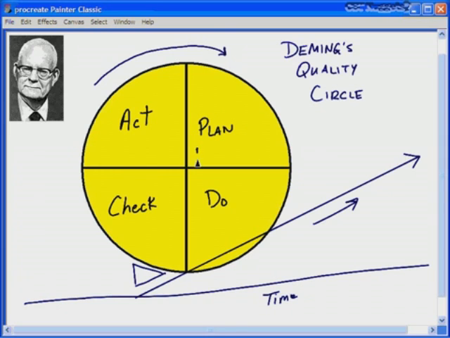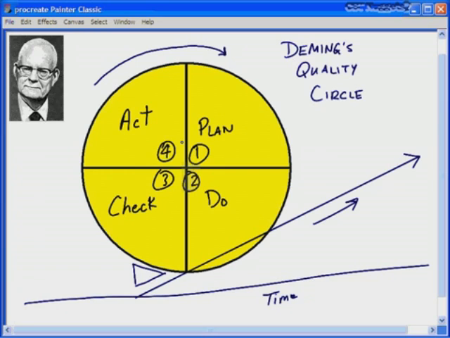So first of all, we plan. This is step one. Planning involves designing or revising the business process components to improve the results. Then, secondly, we do. We put the plan into place. We put it into action. We implement it, and then we measure its performance. And then thirdly, we check. Okay, we assess the measurements and we report the results to the decision makers.